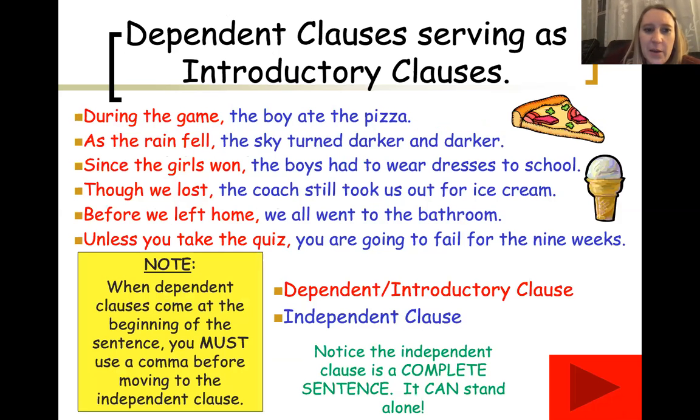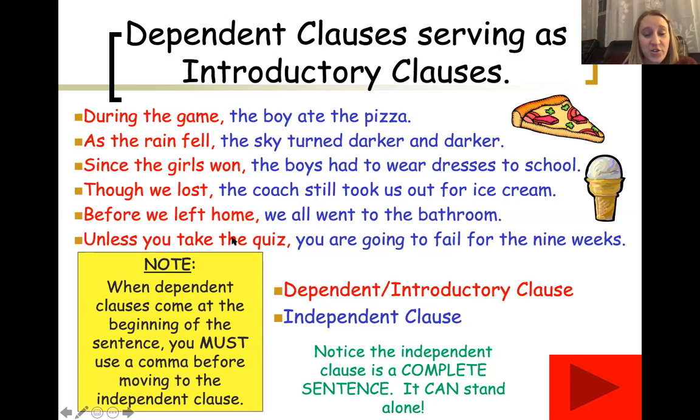Okay, so here are some other examples. During the game, comma, the boy ate the pizza. So note that when dependent clauses come at the beginning of a sentence, you must use a comma before moving to the independent clause. All of these are examples of introductory phrases. During the game is our dependent clause. The boy ate the pizza is our independent clause. The boy ate the pizza can stand alone. During the game cannot. And once again, we have our little marker here, during, our marker word that indicates that that's most likely a dependent clause.